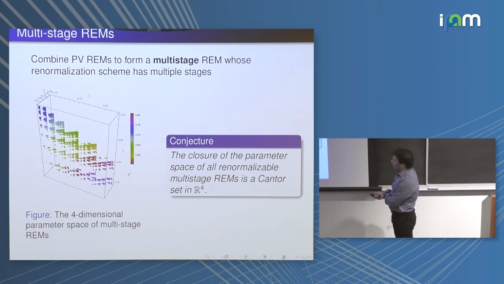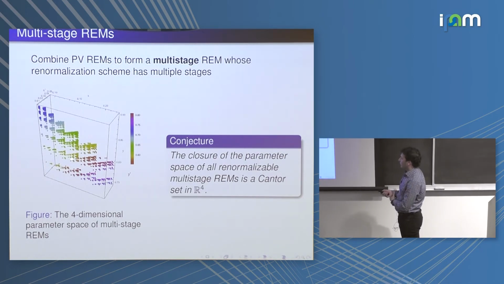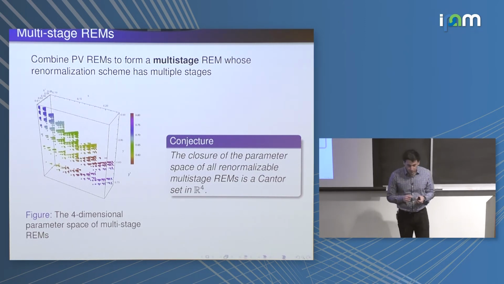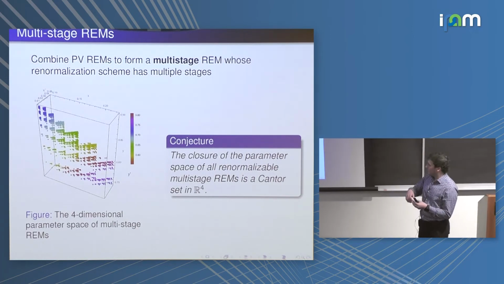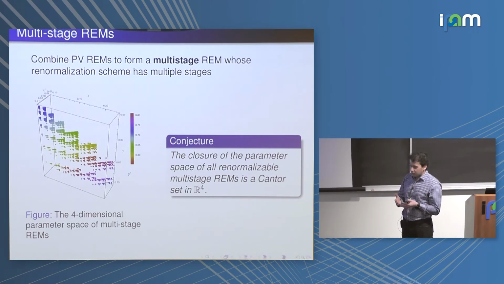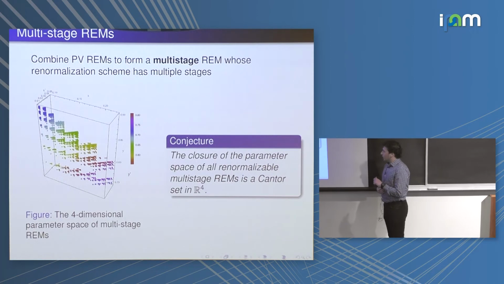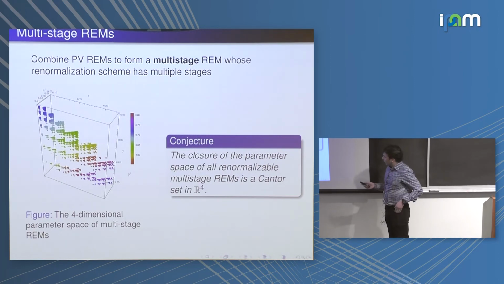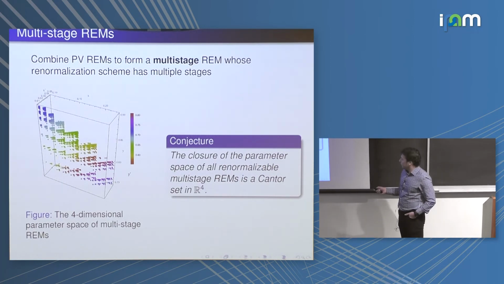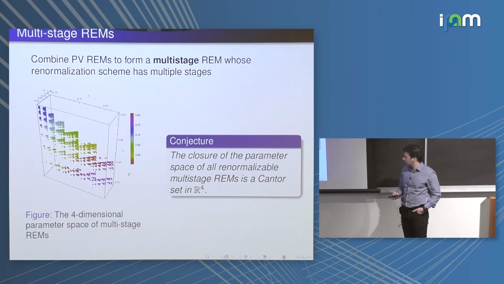And if you take a nearby point, which is not in this set of colored points, then it will no longer be renormalizable. So you can compute the first return map, but the combinatorics of it might change. Okay. And our conjecture, which we weren't able to prove, is that the closure of the parameter space of renormalizable rectangle exchange maps is a Cantor set in R4. Okay.